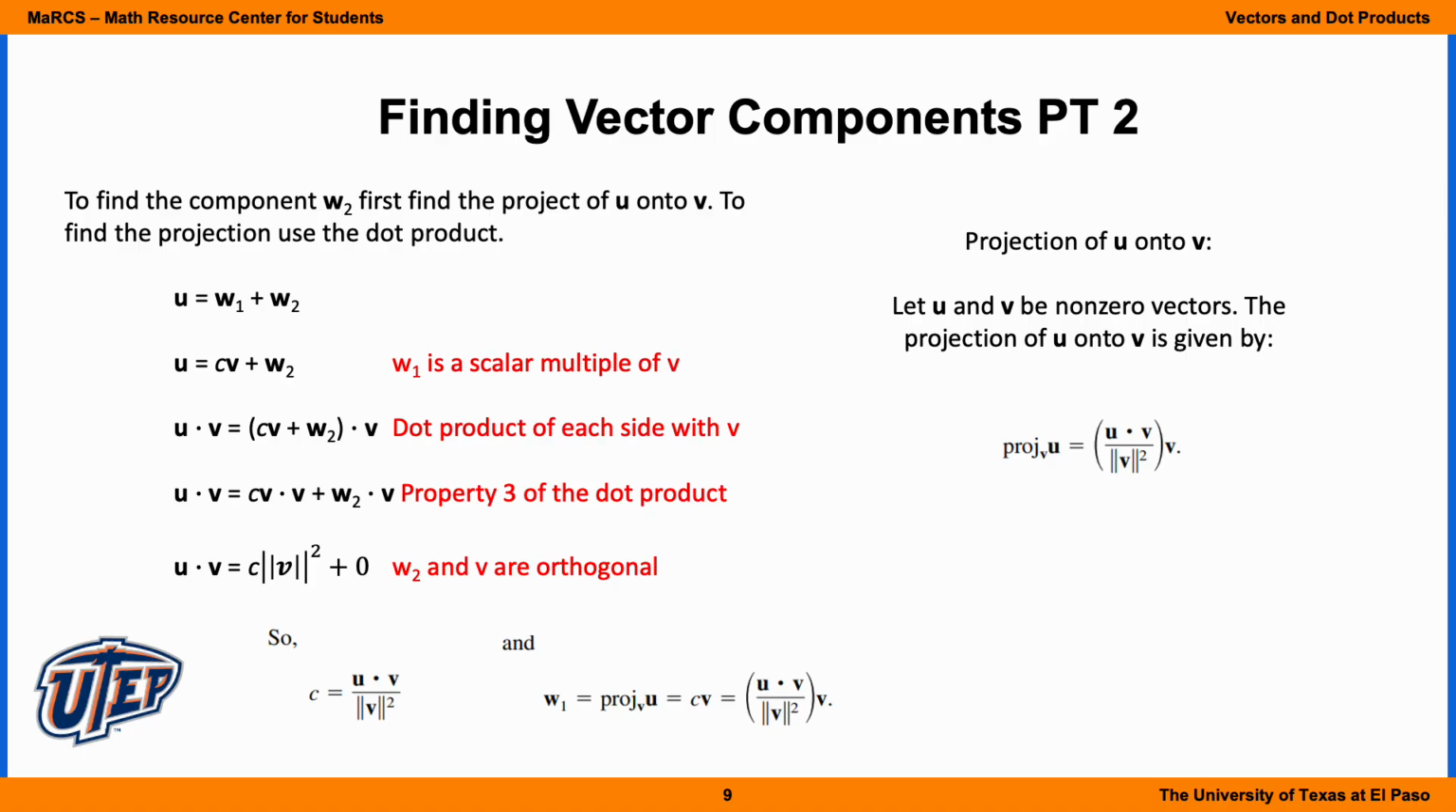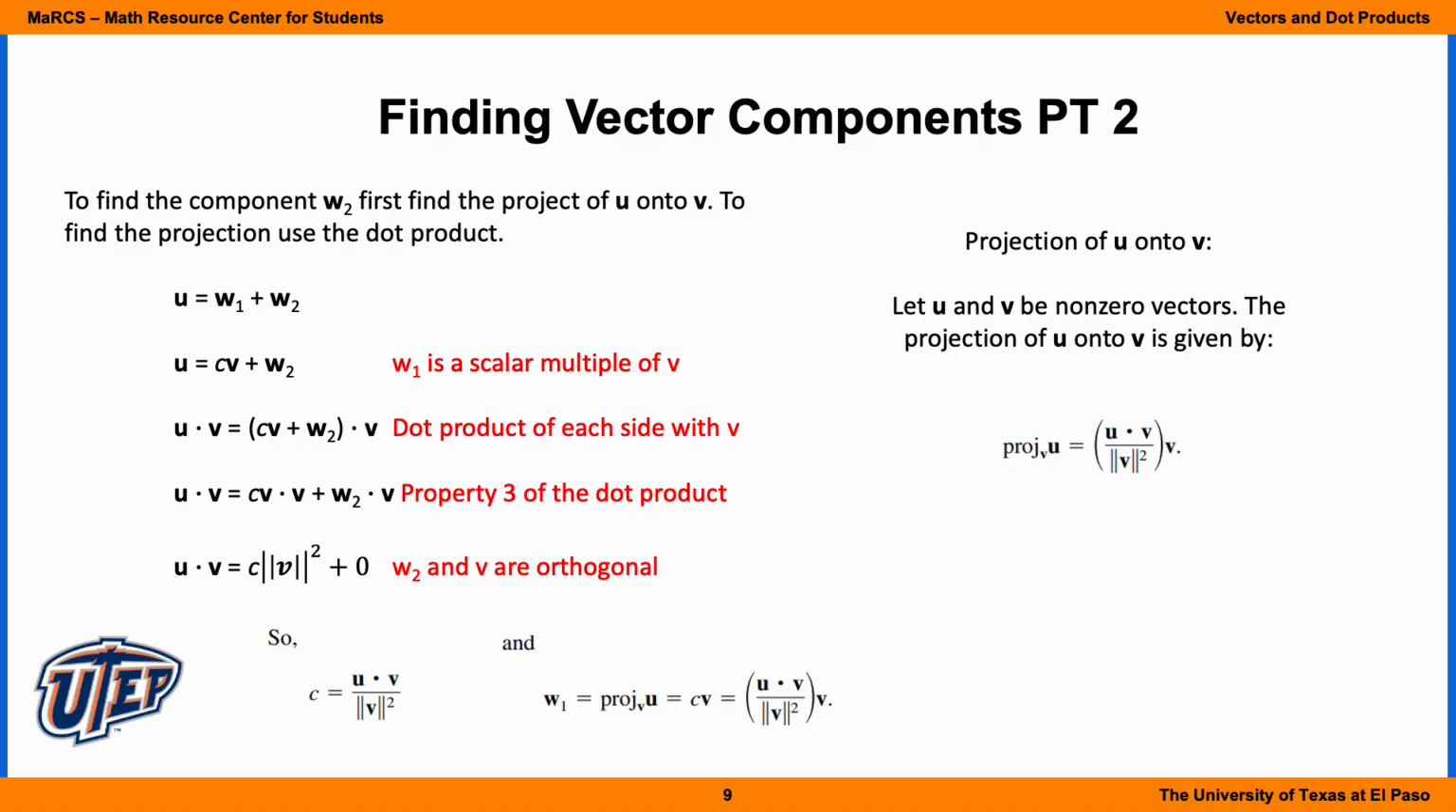Now on the left-hand side we are finding the component w2. First we need to find the projection of u onto v, and to do so we follow these steps. First we have u is equal to w1 plus w2. We said those two were the components of u. Now we know that w1 is a scalar multiple of v, so we can plug in c times v for w1. So now we have u is equal to c times v plus w2.